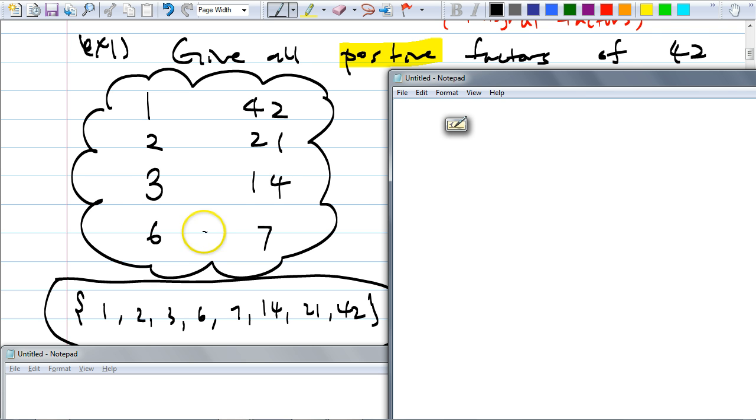Pick any of these numbers. It will go into 42, wouldn't it? Are there any other numbers other than these that are integers? No, that's it. Okay. So can you do something like this for your homework tonight?